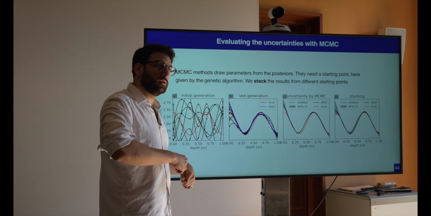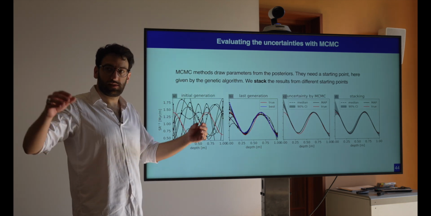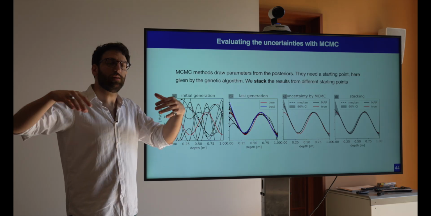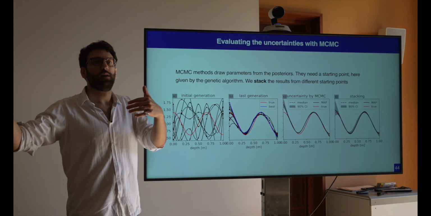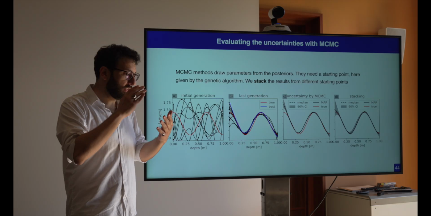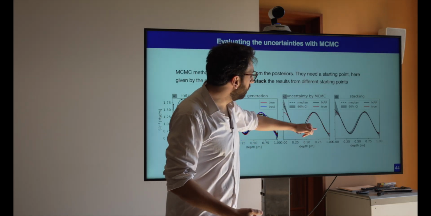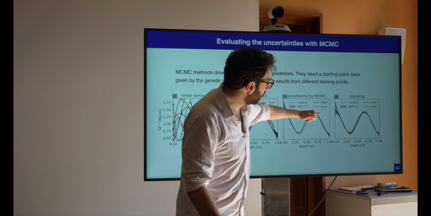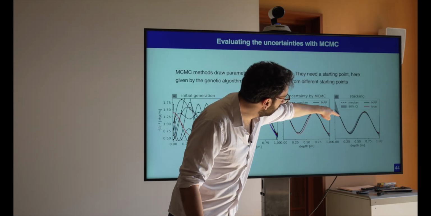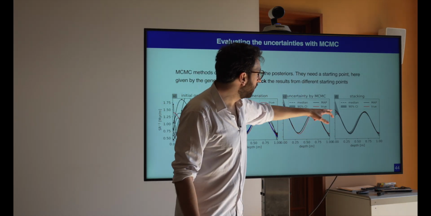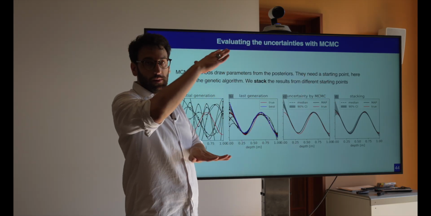But if we run the genetic algorithm several times, we start the MCMC chains from the maxima that were found by the different instances of the genetic algorithm, and we combine them, then the error bars are much more realistic. So the true inverse sedimentation rate is included in our error bars.